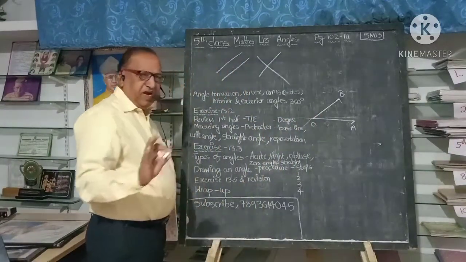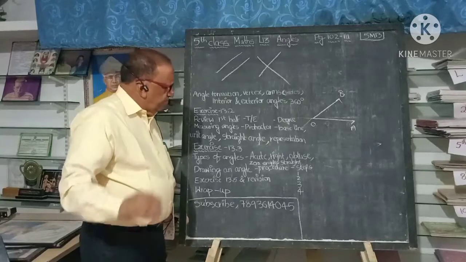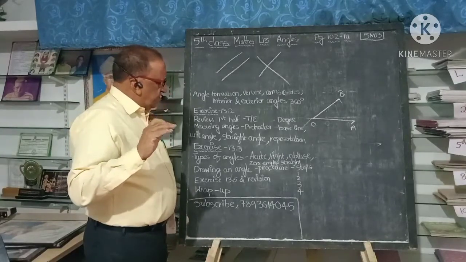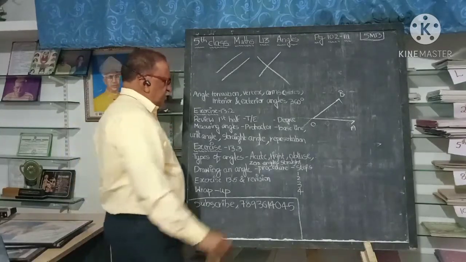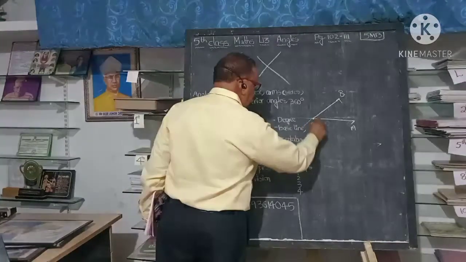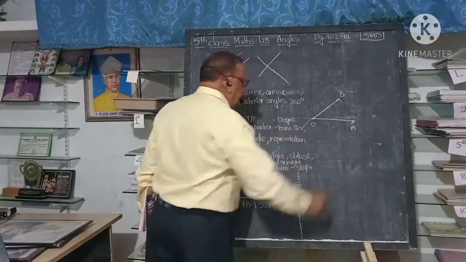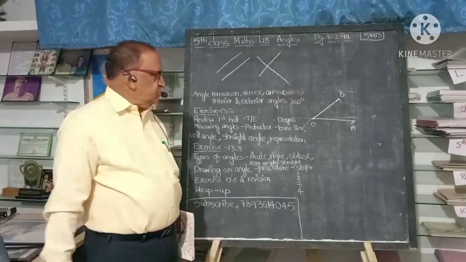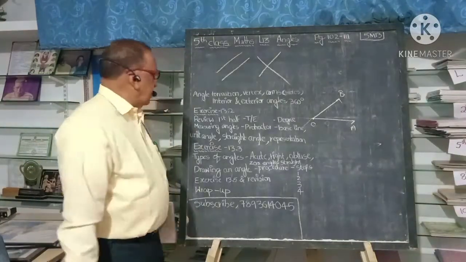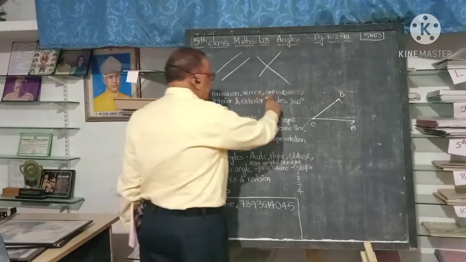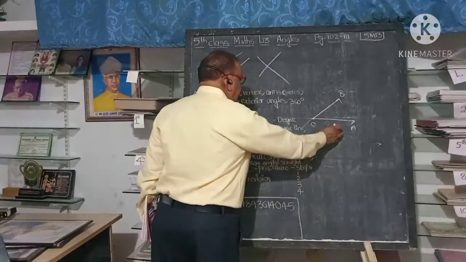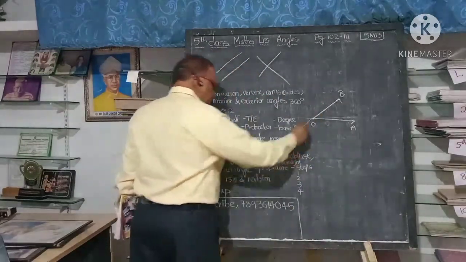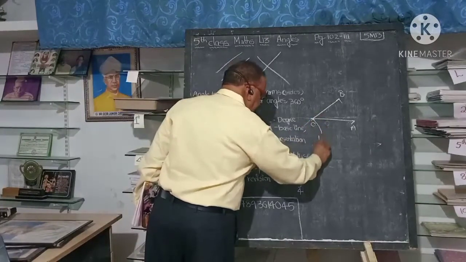But here for our practice, for our instruction purpose, I am just drawing OA. OA and OB, they are called the arms. You can say arms; they are also called rays, or sides. Where do this OA and OB meet? They meet at O. This is called the vertex.